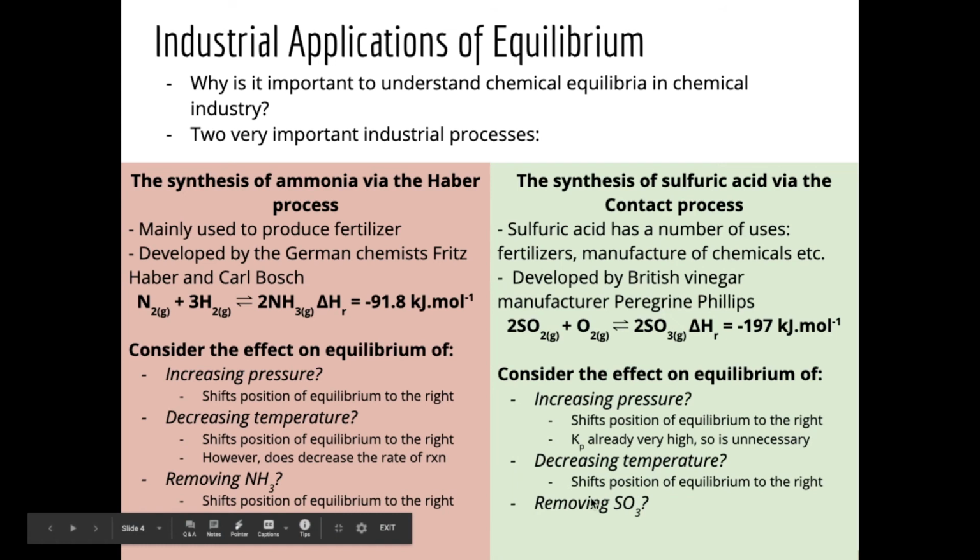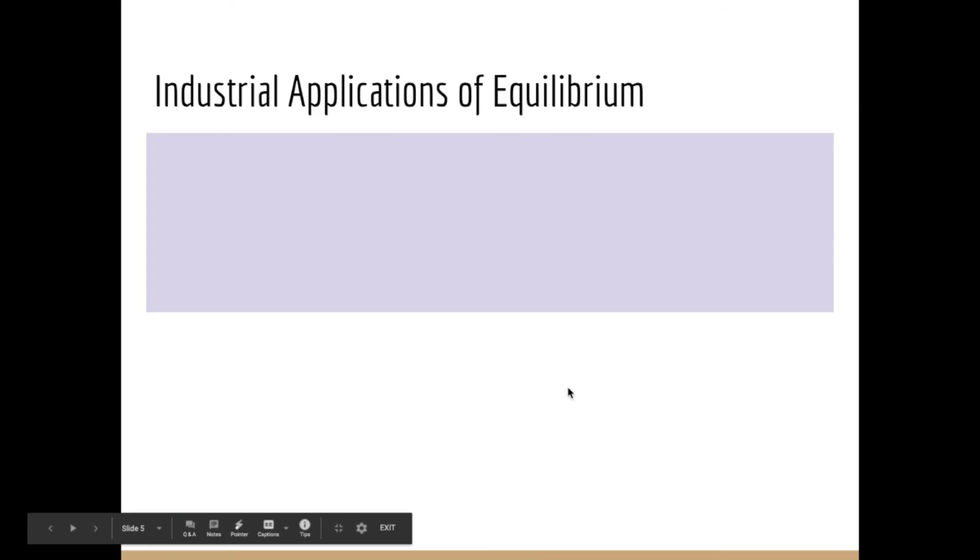What about removing the SO3? You can do that by absorbing in 98% sulfuric acid. And that will also shift the position of equilibrium to the right, but the same sort of thing, because we already have such a high Kp, it's not really that necessary of a step. Lovely. Last little bit today.